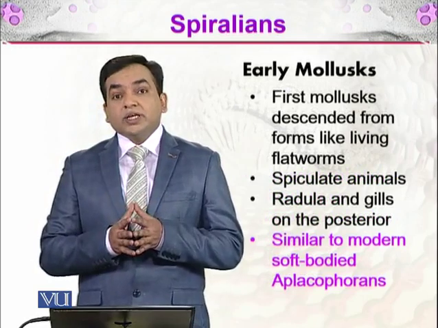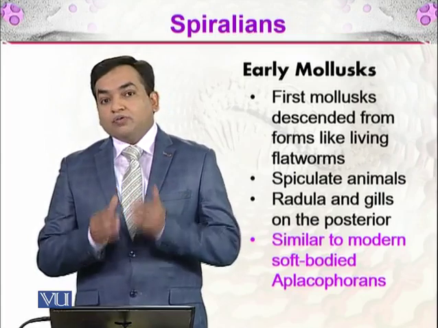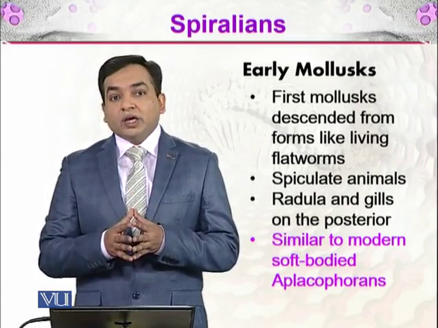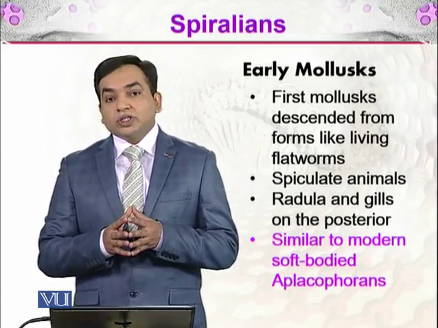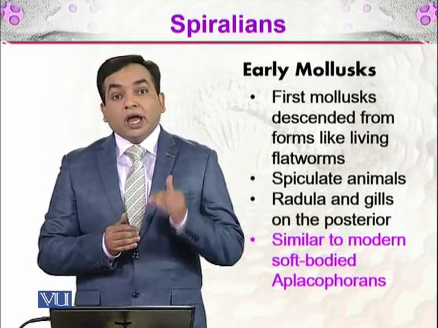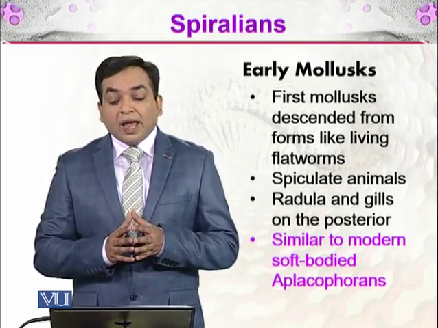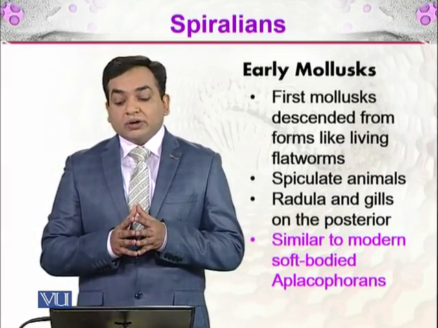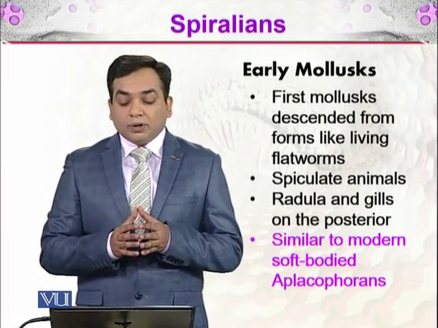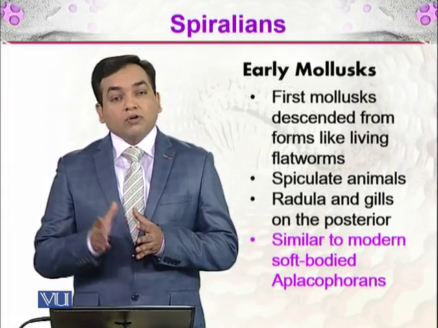So the first mollusks descended from forms like living flatworms. The flatworms are spiculate animals, and scientists, or paleontologists, agree that there were some life forms resembling the flatworms, and from those animals the mollusks descended. All of these animals contained the radula and gill on the posterior side of their body, and these were similar to the soft-bodied aplacophorans.